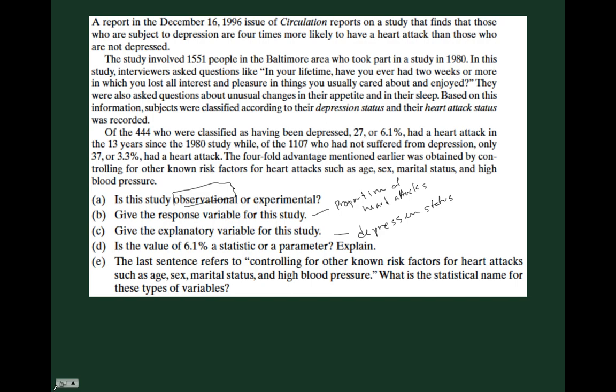Now, in Chapter 2, we discussed the difference between a statistic and a parameter. The parameter is a value that's obtained by sampling the entire population, and the statistic actually comes from a sample. So since this percentage comes from a sample, it would be a statistic. The last sentence refers to controlling for other known risk factors for heart attacks, such as age, sex, marital status, and high blood pressure. These types of variables are called confounding variables.